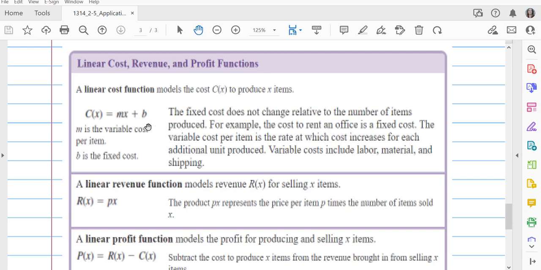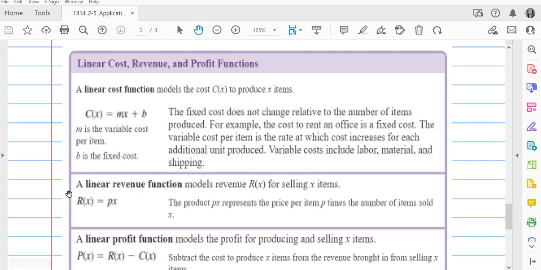So for example, if you have to pay for rent for an office space, that's going to be a fixed cost. But you also have what's called a variable cost. The variable cost is going to be attached to the X, and it's the cost per item to make. Let's say the materials per item cost you $5. So you would have 5X here.